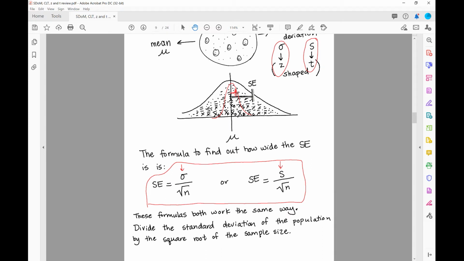We plug in the standard deviation for the population that we have. It could be that we know for sure it's sigma. We know what it is. We plug that in and then divide that by the square root of our sample size. Or if we don't know what sigma is, but we took a sample and we're using that to estimate what we think sigma might be, then that's what we use, the S statistic. But again, we take that population standard deviation, in this case an estimate, and divide by the square root of the size of our sample.